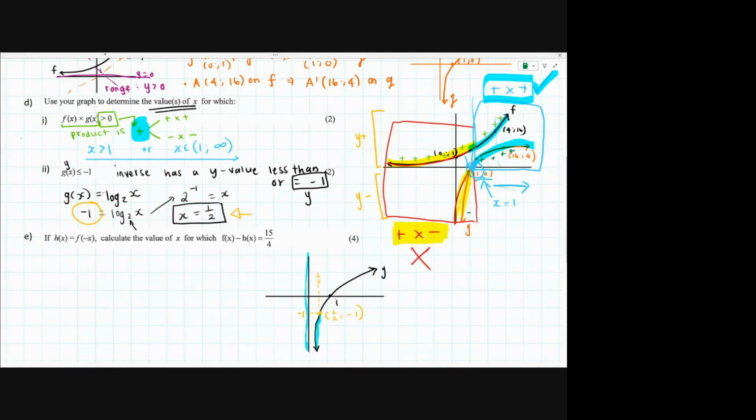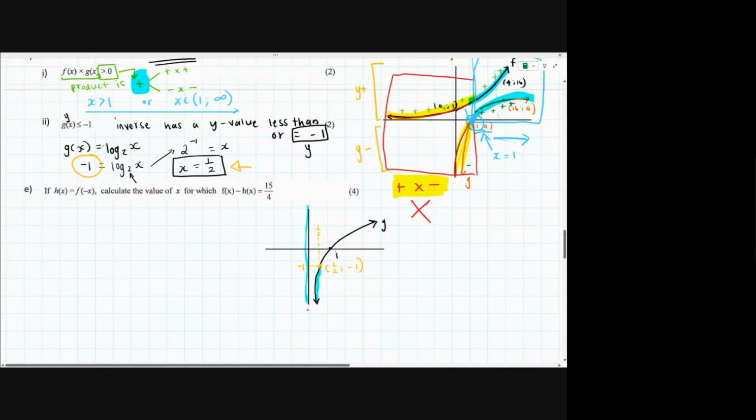And so what that means is that this little portion of my graph that I now need to work with, just scroll down a smidgen, is between the asymptote and that x value of 1/2. So this is at 1/2. This is at my asymptote of 0. It's just that tiny little section in the middle there where g of x would be less than or equal to -1. Just this tiny little bit here.